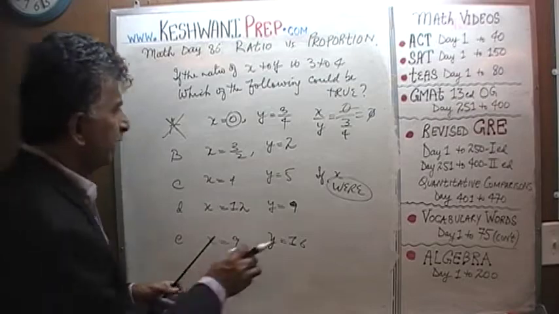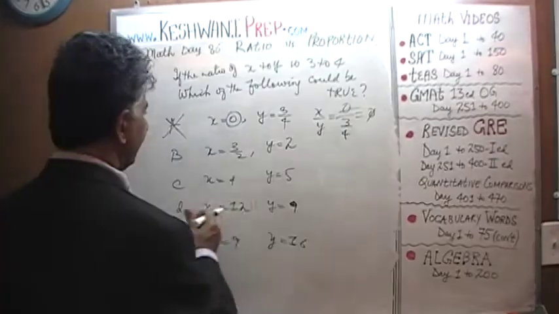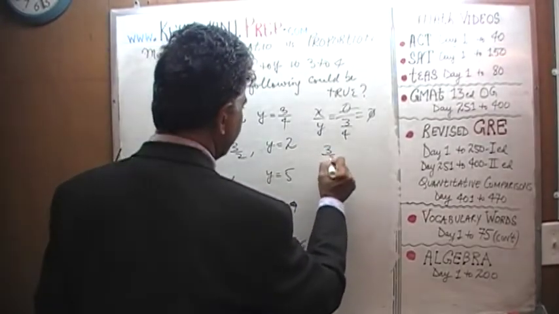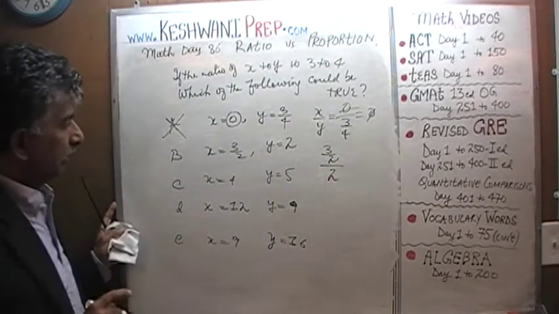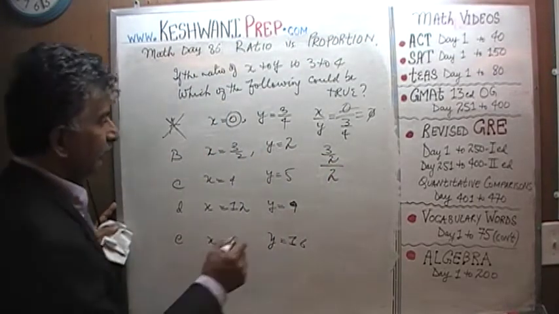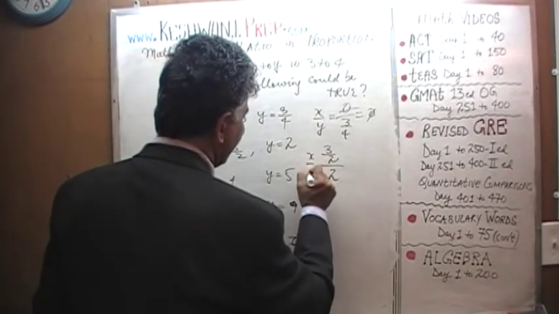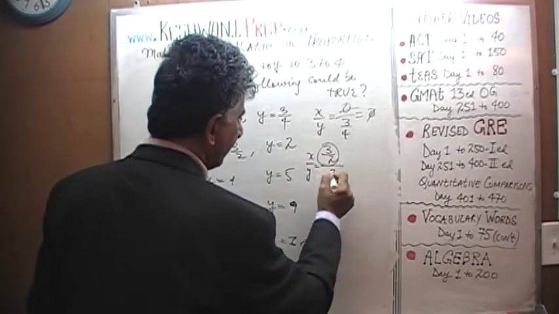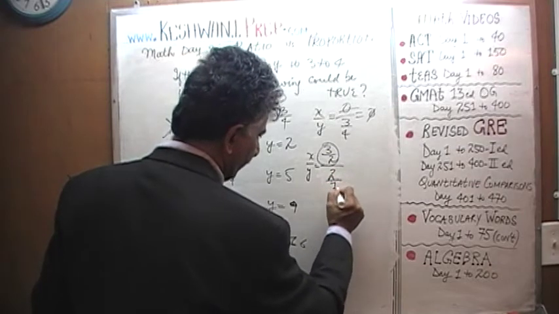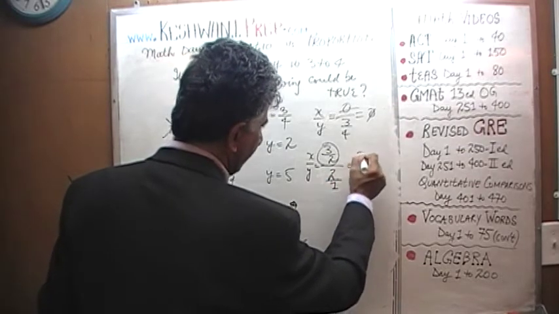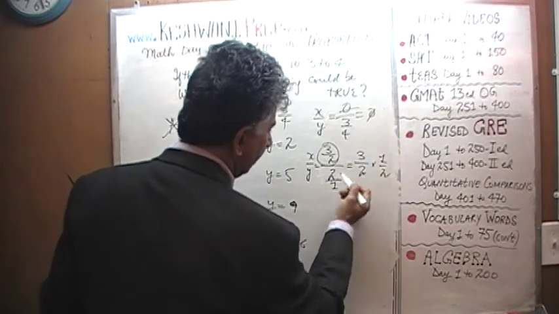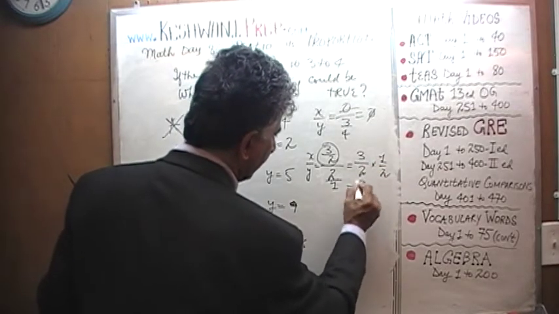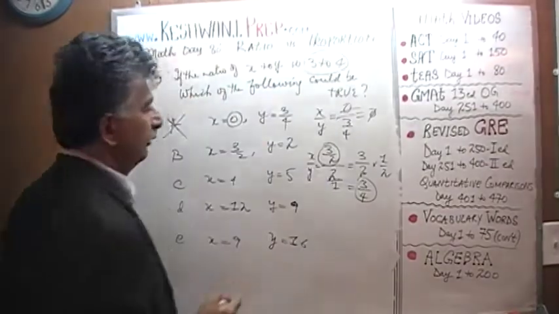How about B? Let's take a look at B. B says 3/2 over 2. Oh, what do you know? I should not have done B right away. This is our x, and this is our y. 3/2 divided by 2, which of course is the same as 2 over 1. I'm making too much fuss now. You're right. It's 3/2 times 1/2, because it's 2 over 1, and it is 3 over 4. 3 over 4 is what we're looking for.